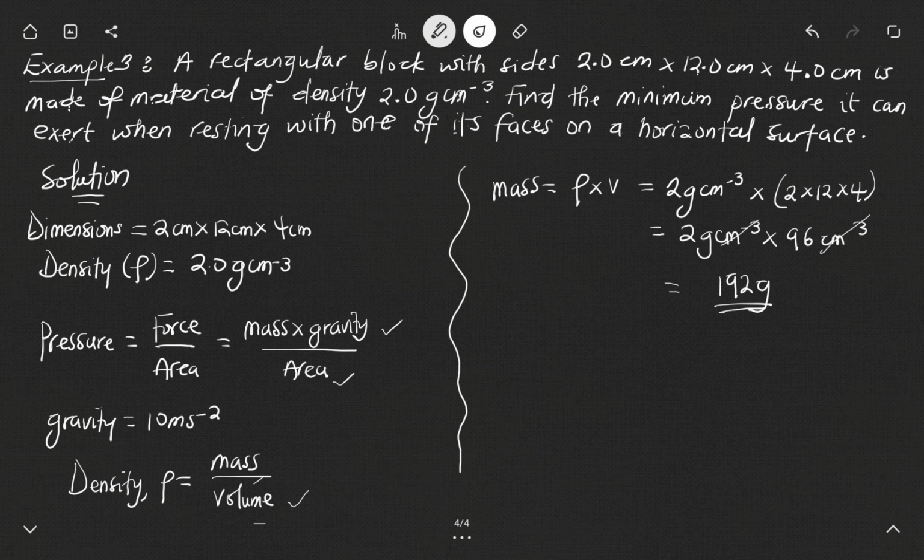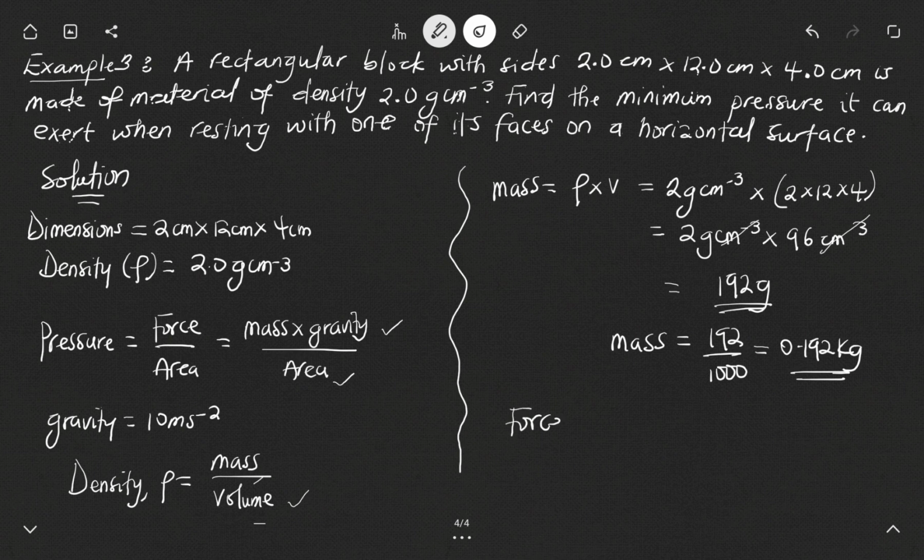But we know that for us to calculate force, our mass has to be in what? In kilograms. So we convert 192 grams to kilogram. To do that, we divide by 1,000. So our mass will now be 192 divided by 1,000, and that will give us 0.192 kilogram as our mass. Right, so now that we have our mass, let's go ahead and calculate our force.